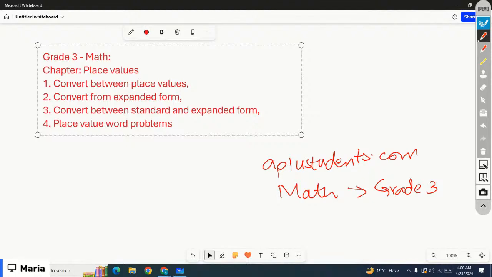There you can find a list of the chapters. We're going to start with the chapter place values, and the lessons we're going to cover today are convert between place values, convert from expanded form, convert between standard and expanded form, and place value word problems. Please make sure you have your notebook and pencil so that you can note down the important examples and definitions as well.